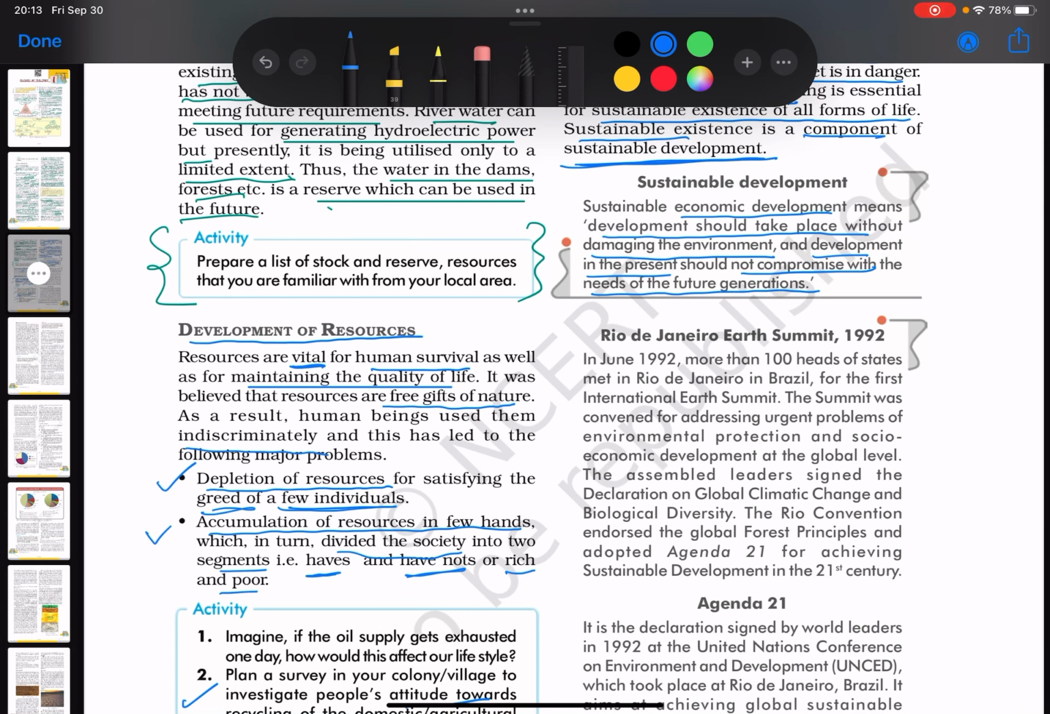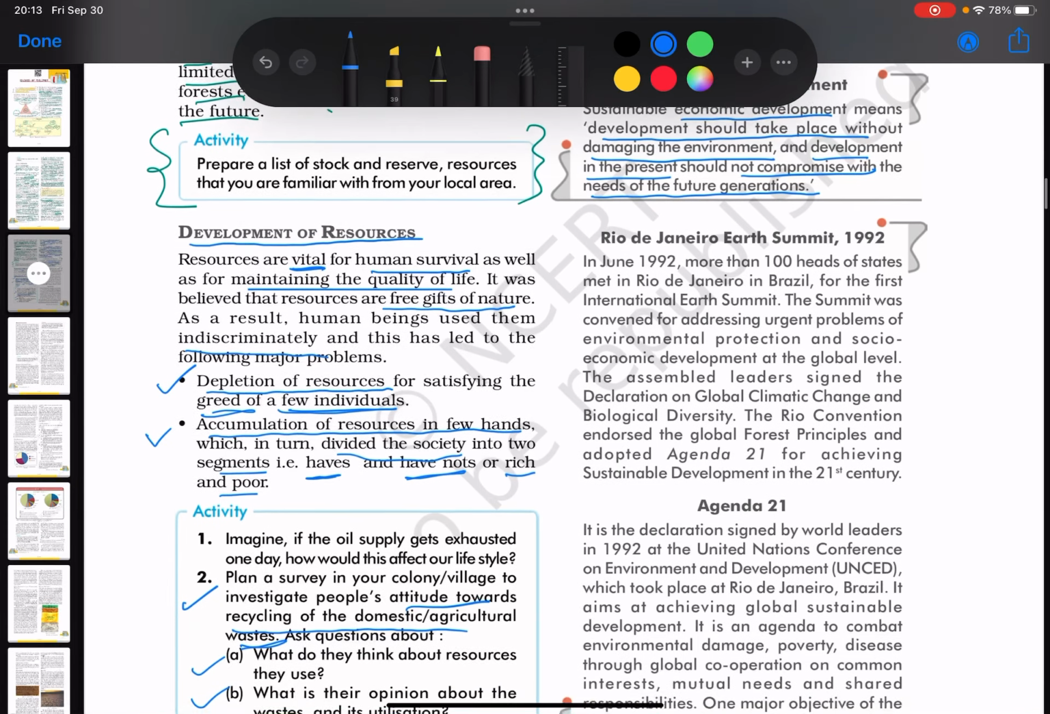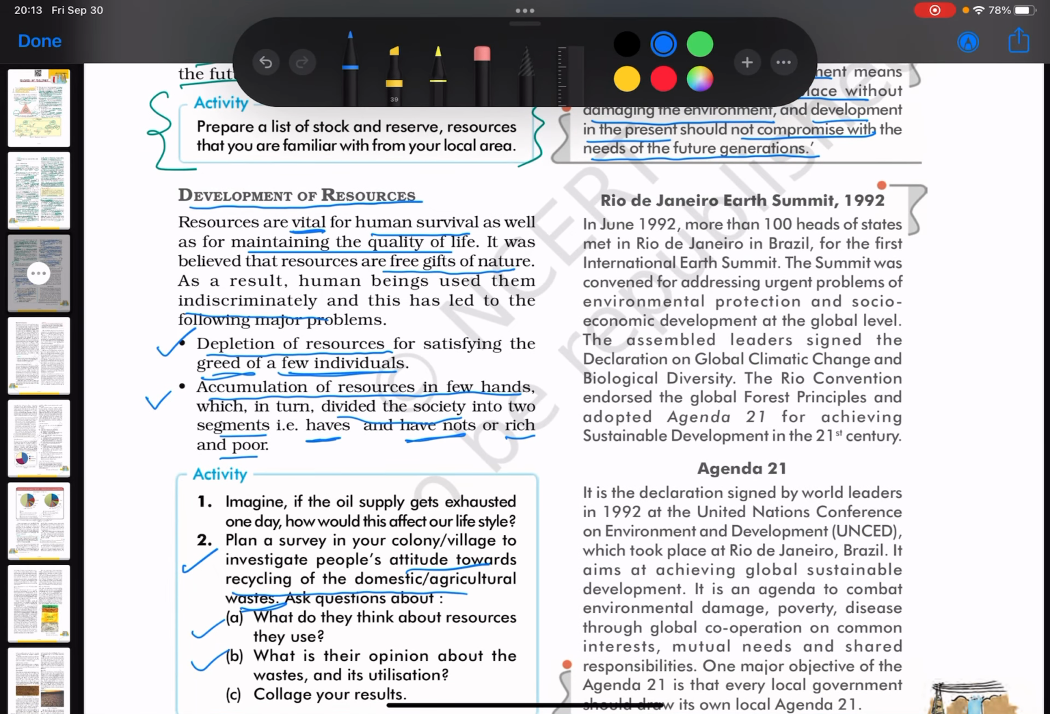Now let us look at this snippet about the Rio de Janeiro Earth Summit that happened in 1992, which was about 22 years ago from the time we are making this video. So in June of 1992, more than 100 heads of states met in Rio de Janeiro in Brazil for the first International Earth Summit.